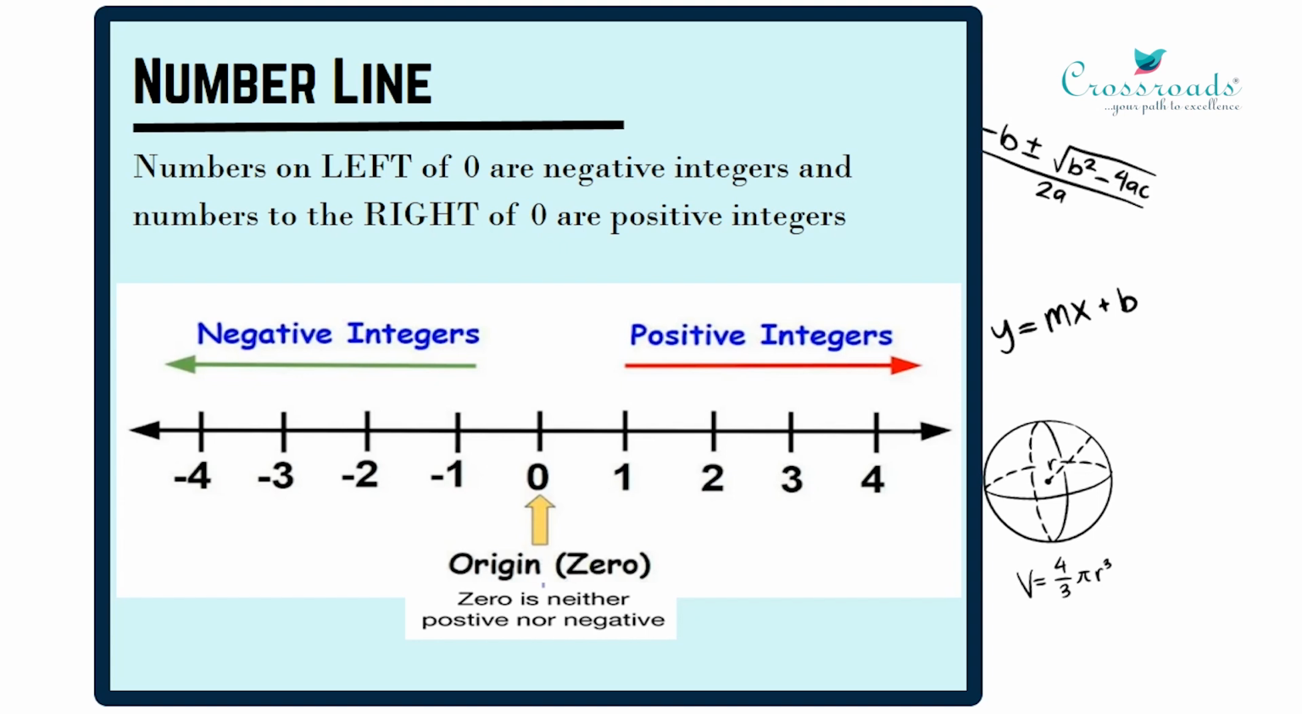As we just told, all the numbers on the left side of 0 are negative integers. All the numbers on the right side of 0 are positive integers. 0 is neither a positive nor a negative integer.